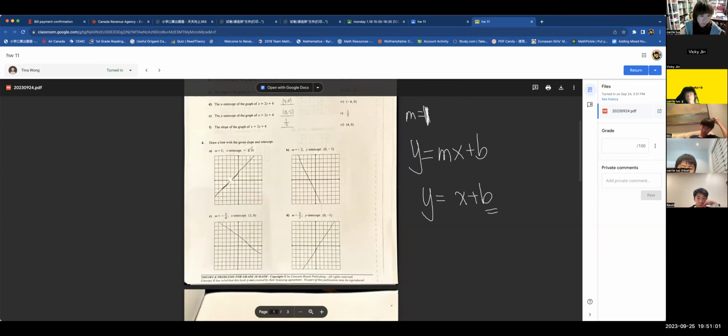Because b is unknown, we just plug in x equals -2, y equals 0. So 0 equals -2 plus b, and you know b equals 2. So that's why this line is y equals x plus 2.